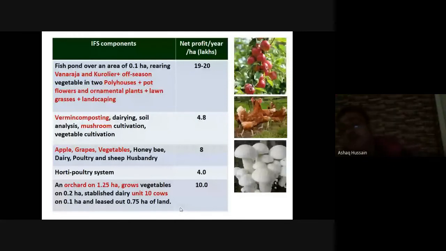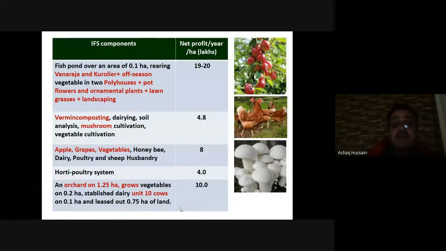Honeybee, we know that it helps not only in honey production, but is very important for the pollination of the apple orchards and other crops. Then horticulture system we discussed in the earlier slides, and vegetables, and 10 cows. In Bandipora area, we have reported that 10 lakh rupees can be had from 1 hectare area. So these are the different types of enterprises that are possible to be grown under Kashmir Valley conditions.